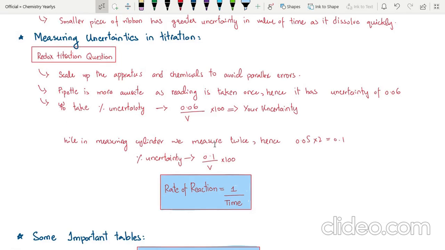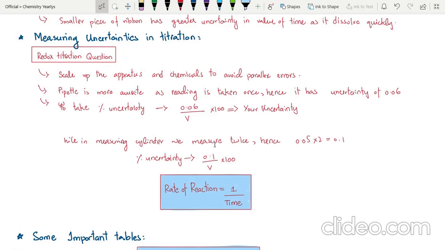While in the measuring cylinder we measure twice, so we multiply 0.05 by 2 and it comes to 0.1. So 0.1 divided by the volume you are measuring with the measuring cylinder, it can be 10, 25, 30, or 50, and then multiplied by 100. This is how you get your uncertainty.